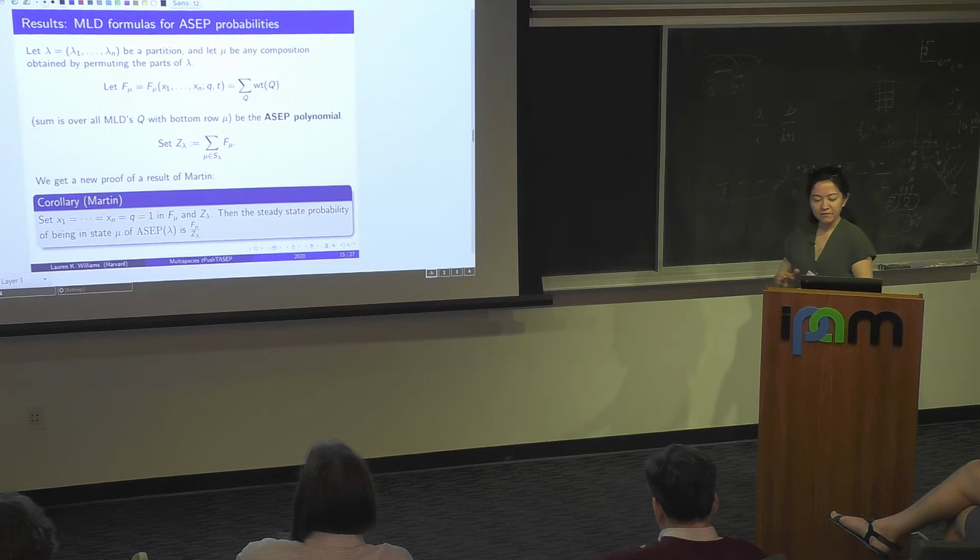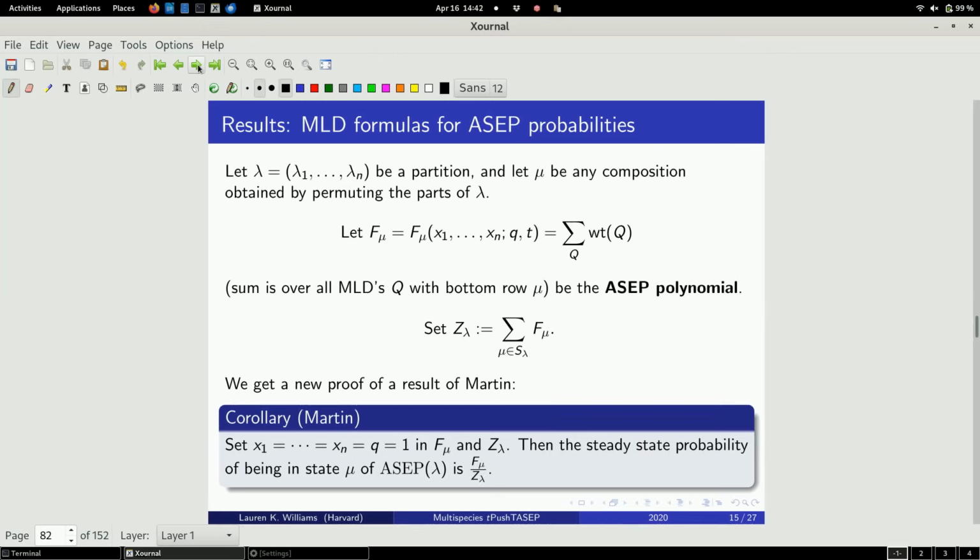And also, this gives rise to a new proof of a result proved by Martin, which is that when you make this specialization as x's and q go to 1, then your steady state probability of being in state mu of our multi-species ASEP is f mu over z lambda.